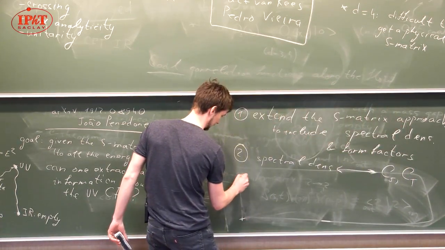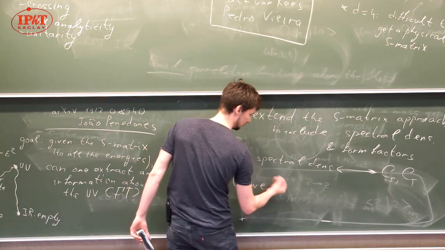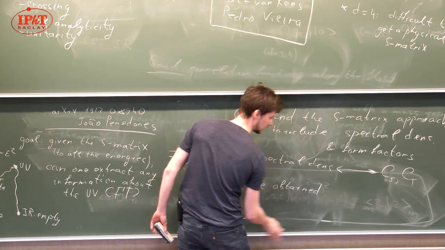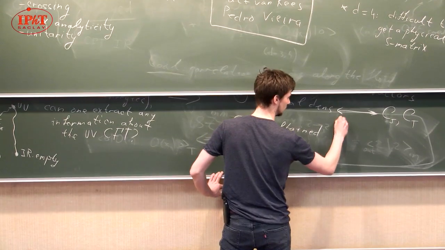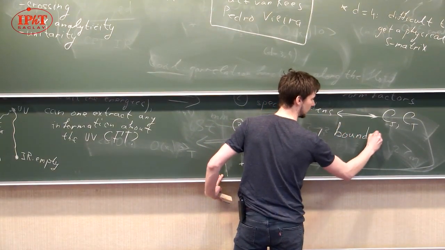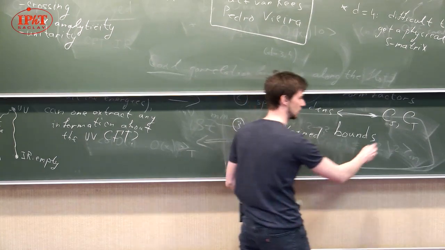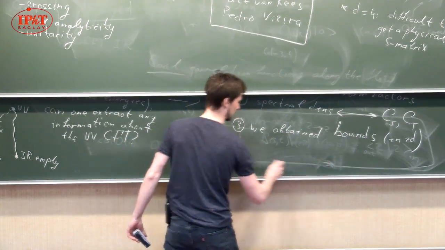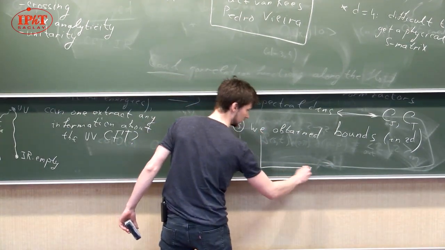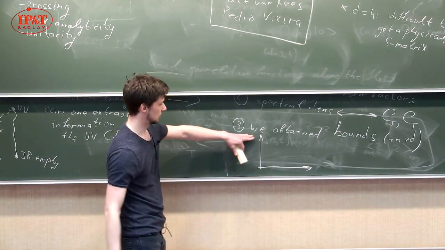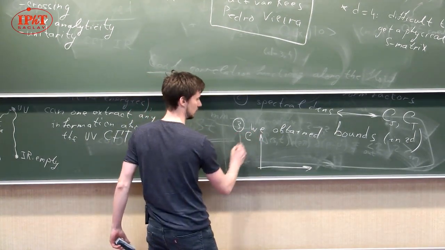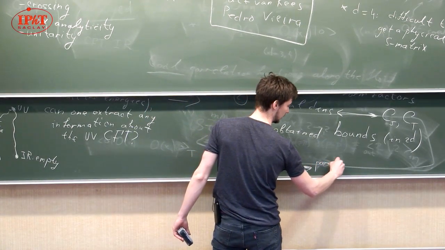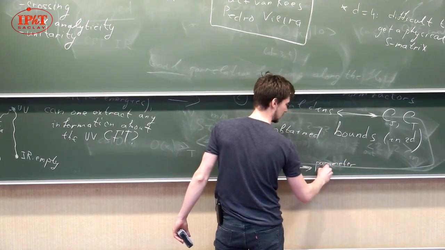And finally, we obtained bounds in 2D. We apply this procedure in 2D, and we obtain bounds which schematically look like that. On the vertical axis, you have the central charge in 2D, and on the horizontal axis, you have some parameter of the S matrix.